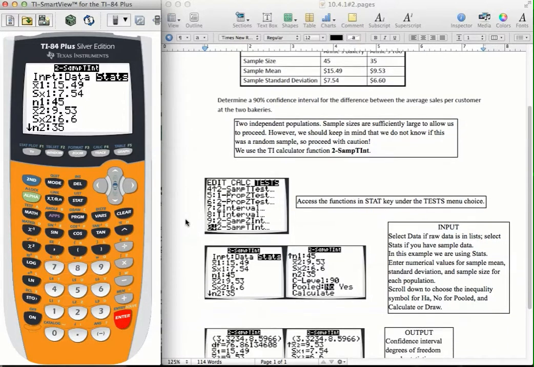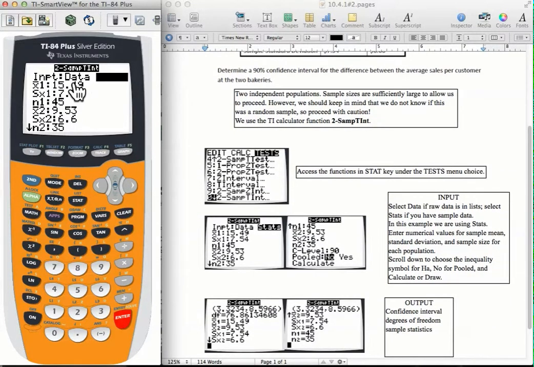So the input is either data or stats. Data would be if you have the raw data in some lists. But we have statistics given here, sample statistics. So then you enter the sample statistics. Mine are already entered. The sample mean of the first population, standard deviation, and sample size. Sample mean of the second population, standard deviation, sample size. The arrow indicates there's more. The confidence level is 90%. And we always select no for pooled, and now we just calculate.